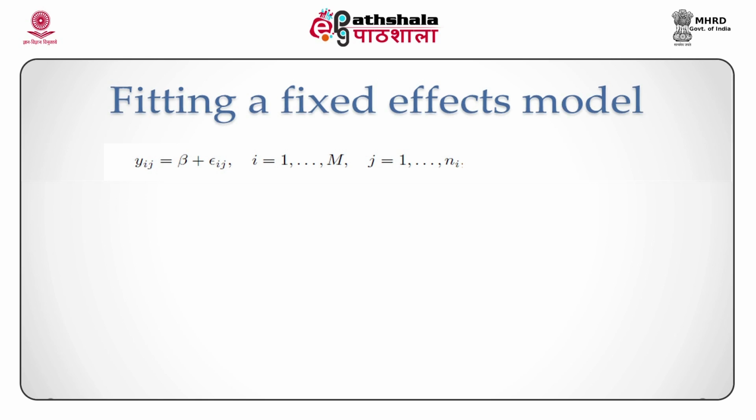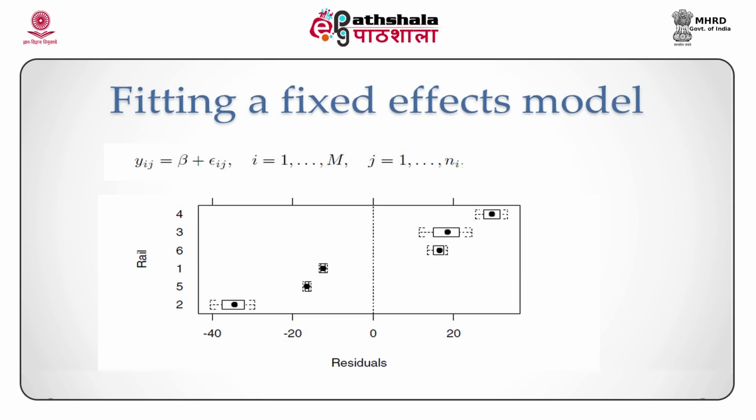So here we have fitted this model and found the residuals, and the figure given on this slide denotes a box plot of the residuals. Now, as you can see, there appears to be some kind of systematic trend in the residuals, which is always alarming. So the residuals are clustered at different points, and also it appears that the variability of the residuals for each rail are quite different.